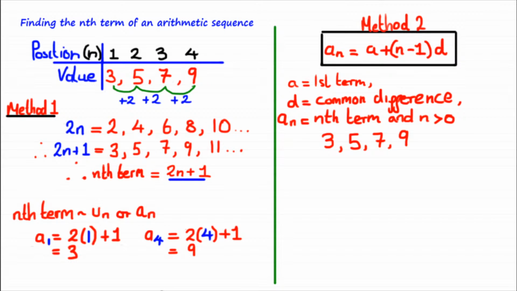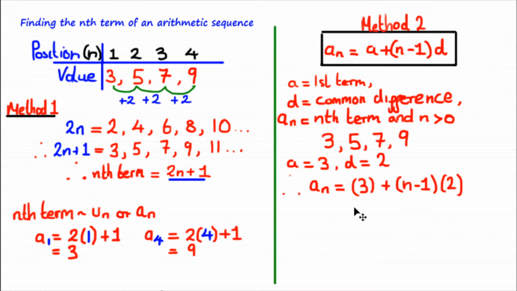Looking at exactly the same sequence, we can see that the first term would be 3, and the common difference, as we saw before, would be 2. Substituting this into our general formula, we get 3 plus (n minus 1) times 2. Then multiplying out, we get the final answer of 2n plus 1. So that's just another method for you.